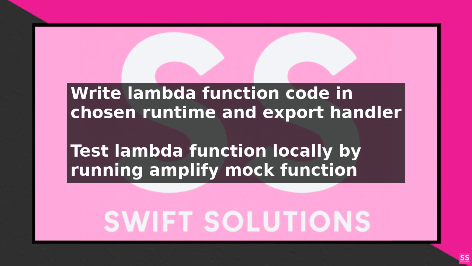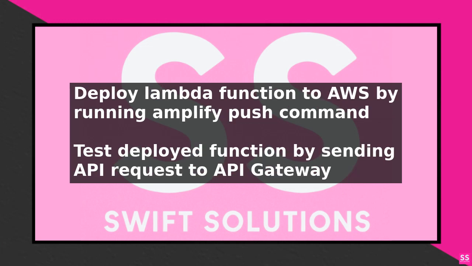status. Best practices for setting up AWS Amplify Lambda functions include using environment variables to store sensitive data, such as API keys or database credentials. You should also use a consistent naming convention for your Lambda functions and API Gateway REST APIs.